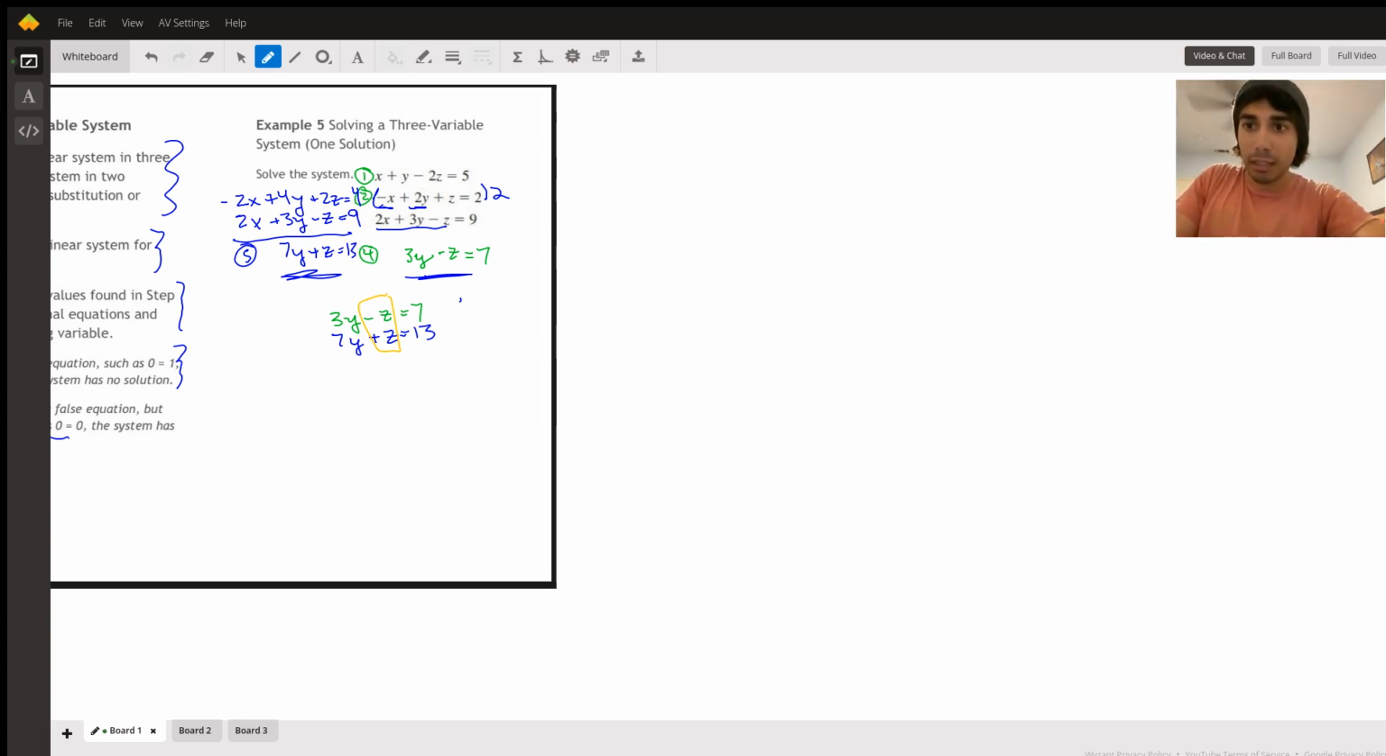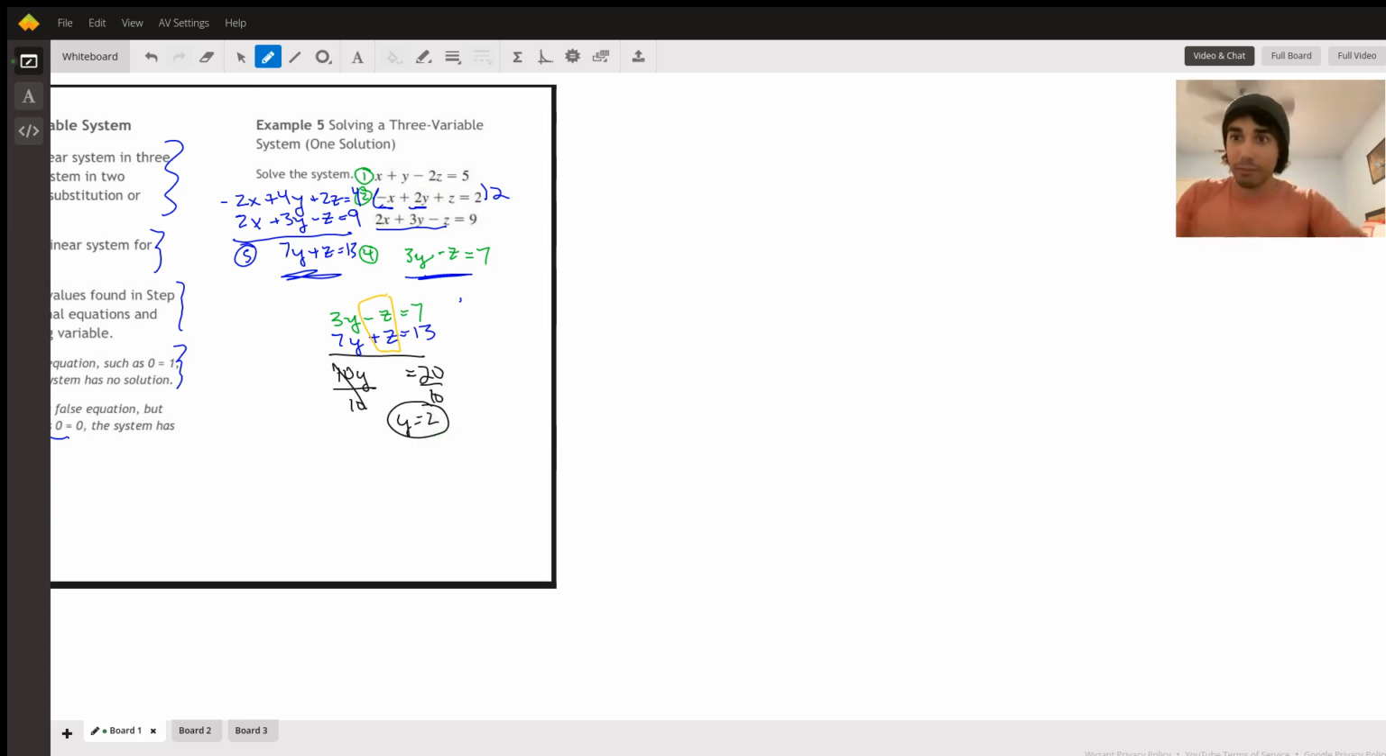So let's go ahead and do that. We're just going to add them up. 3y plus 7y is 10y. Z and a negative z cancels out. 7 and 13 makes 20. There you go. So now we can solve for a variable. Divide both sides by 10, and we have found our first variable. Y equals 2.